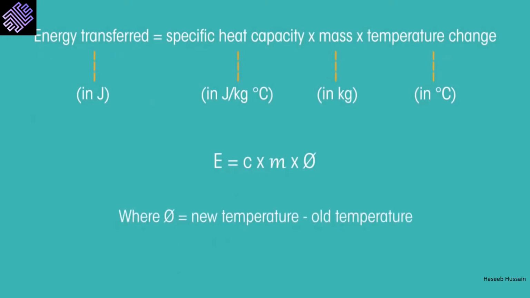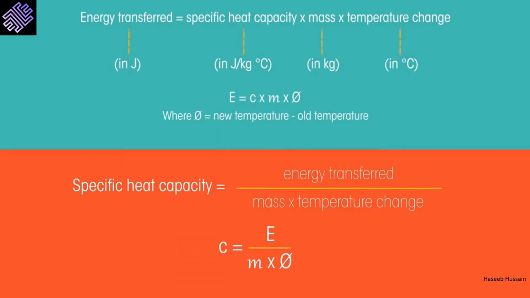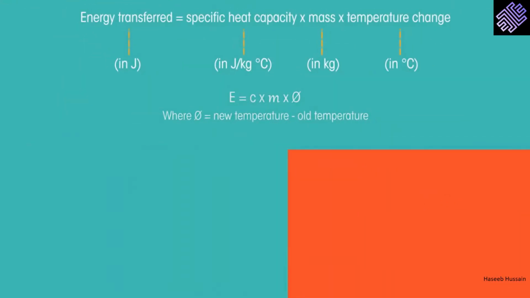The equation can be rewritten as symbols like this. Energy transferred, E, is the heat energy absorbed or released. This equation can also be rearranged. To work out the temperature change, simply subtract the old temperature from the new temperature. Let's have a look at an example.